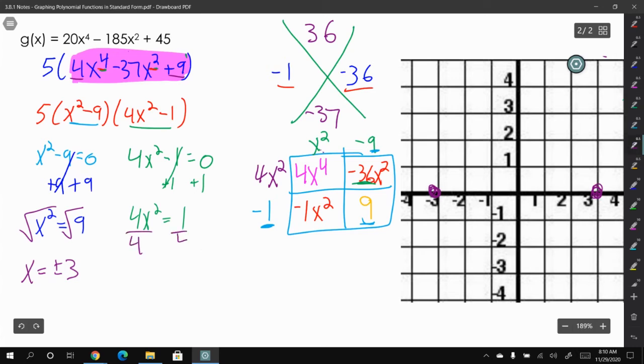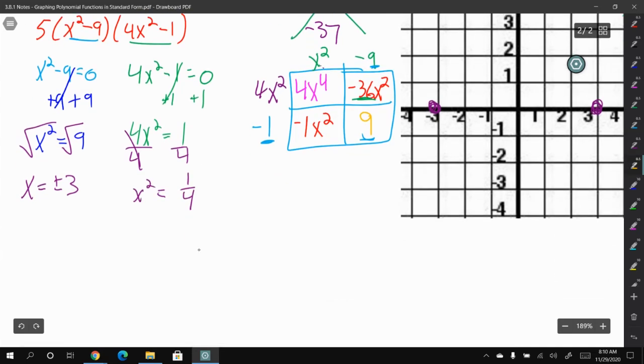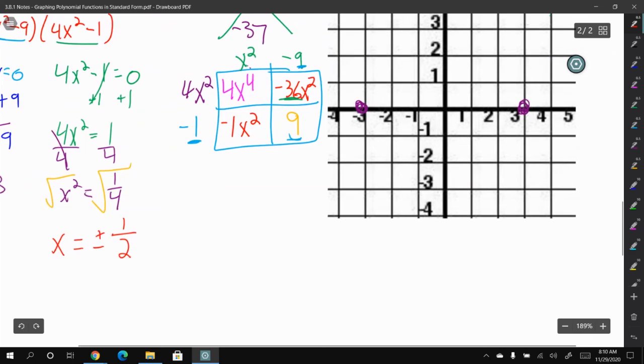Divide both sides by 4. X squared equals 1/4. And then I'll square root both sides, and we will get x equals plus or minus, the square root of 1 is 1, and the square root of 4 is 2. So we get plus or minus 1/2. Here and here. So then we have to figure out how this function looks.